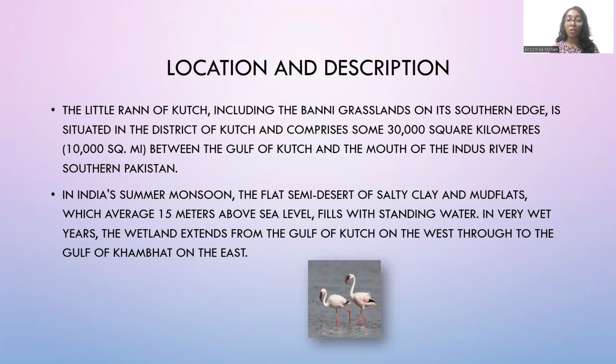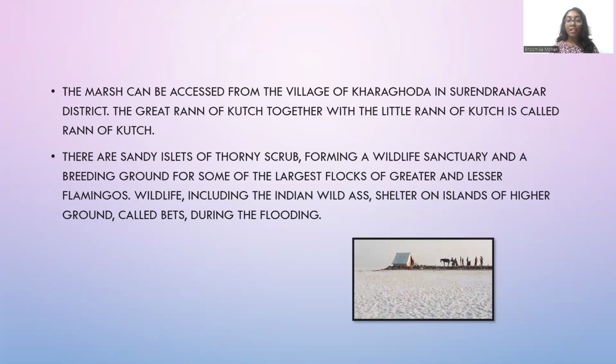In India's summer monsoon, the flat semi-desert of the salt clay and mudflats, which average 15 meters above sea level, fills with standing water. In very wet years, the wetland extends from the Gulf of Kutch on the west through to the Gulf of Khambat on the east. The marsh can be accessed from the village of Kharagoda in Surendranagar district.